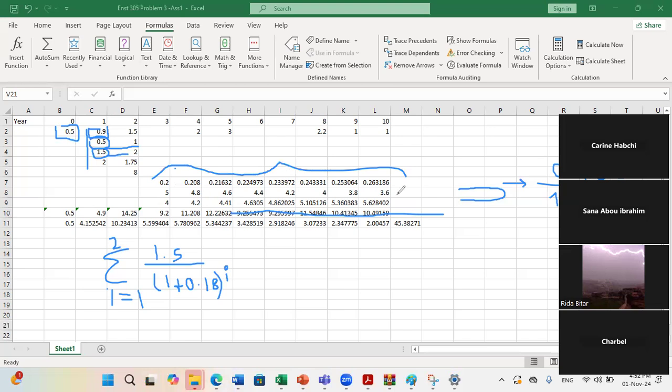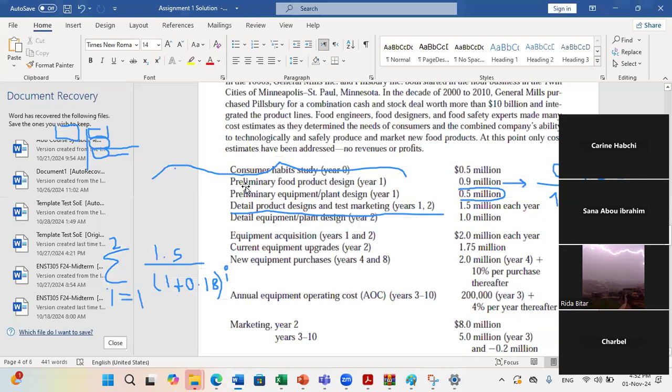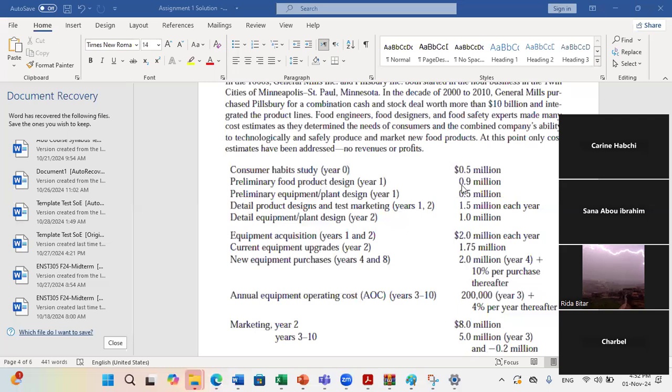But here in the list, I have, for example, if I go back to the given, okay, so here, as we said, I can list in year 0 only 0.5. I can list in year 1, 0.9, 0.5, 1.5. And also here, this information also is for year 1. I have $2 million for year 1. Okay, so this is for year 1. Those are the costs that I need to consider.